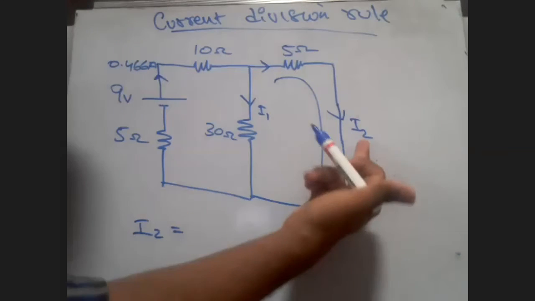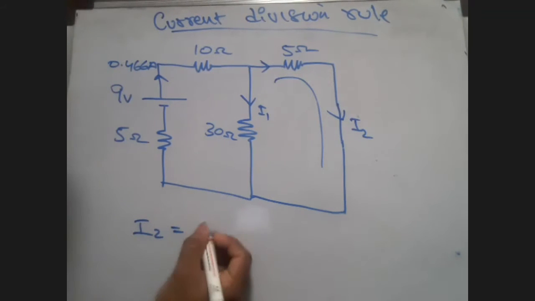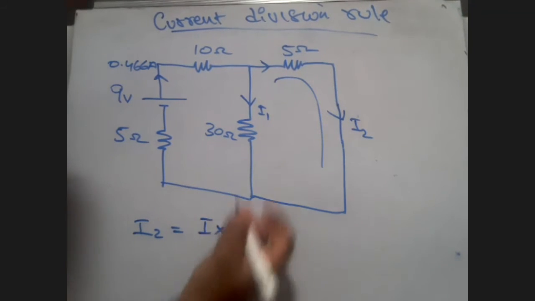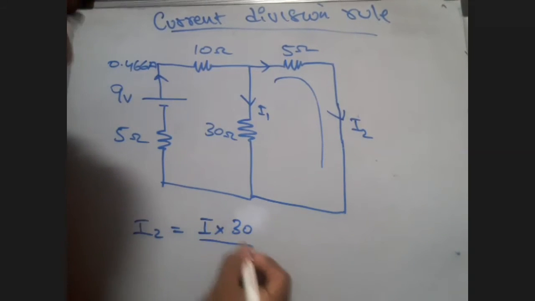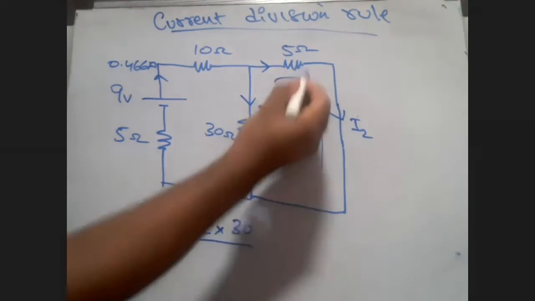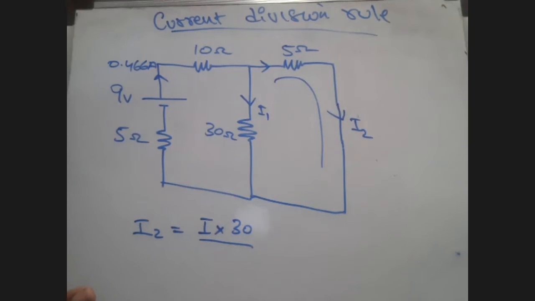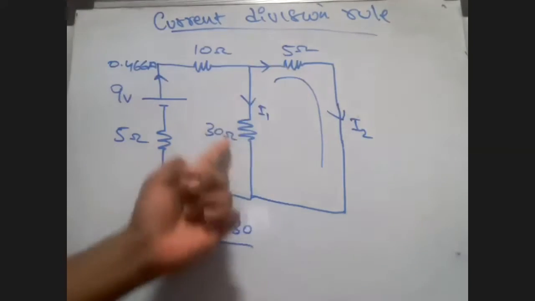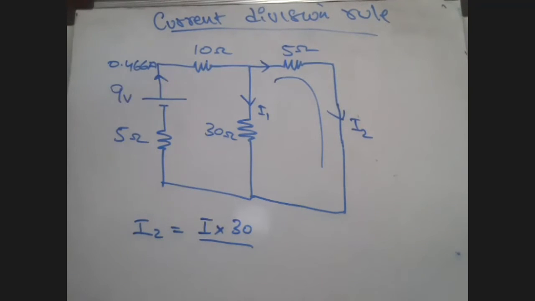Now for example, I2 will be what? I2 will be incoming current times the opposite resistor. Incoming current is I. So I into the resistor opposite, 30 ohms, upon total resistance, that is only in this branch, 30 and 5. Is that understood? You won't consider this 10 ohms and this 5 ohms. That is not your consideration. You are considering only the resistors through which current is being divided as I1 and I2.